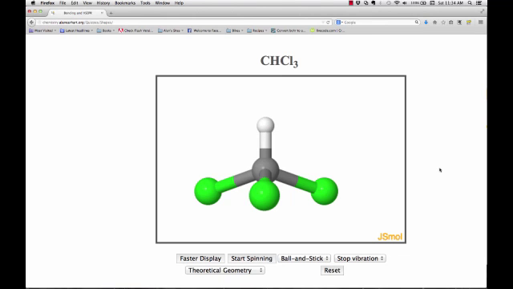Let's look at these two stretches. Here's the CH stretch. The white on the top is the hydrogen, and the gray one in the center is the carbon. And let's look at a carbon-chlorine stretch. The green ones around the outside, those are the chlorines.